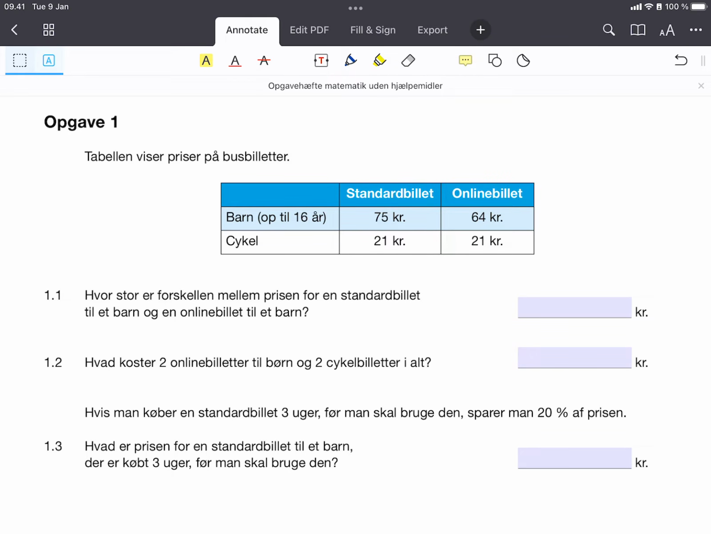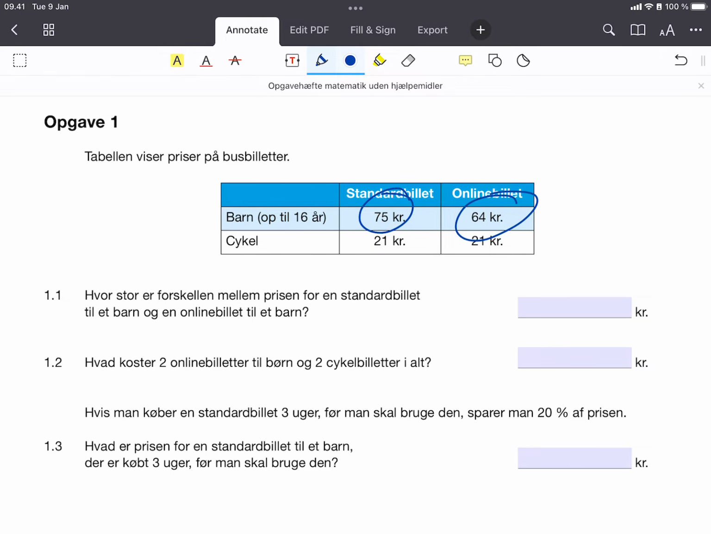The table shows prices for bus tickets. Children up to 16 years old, you can buy a standard ticket or an online ticket. Or you can buy a ticket for a bicycle, which is 21 kroner, irrespective of whether you buy it standard or online. So question 1, what is the difference between the price for a standard ticket for a child, that's the 70 there, and an online ticket for a child?